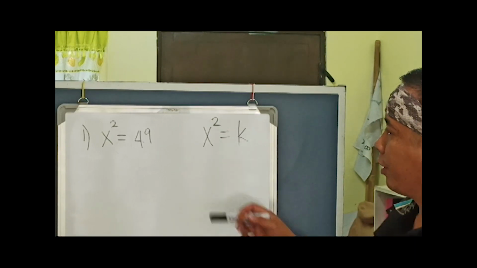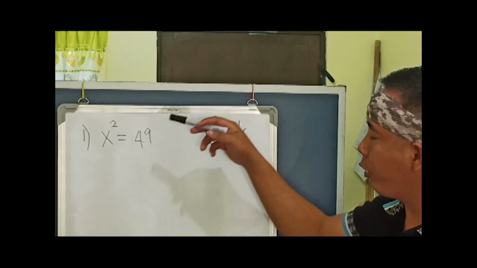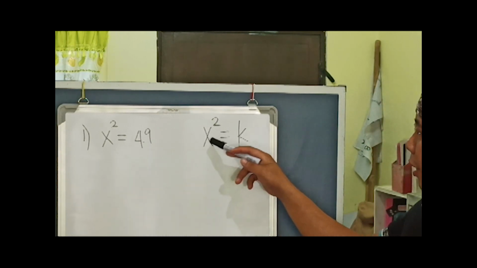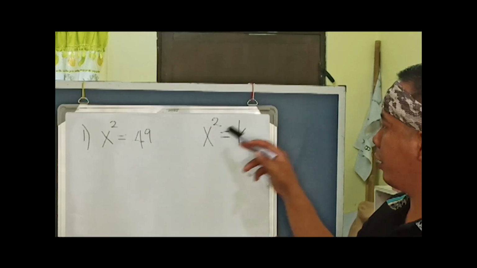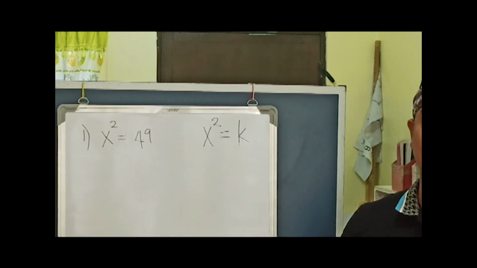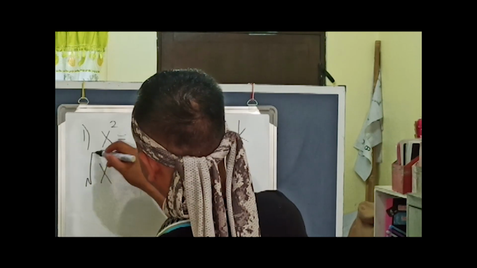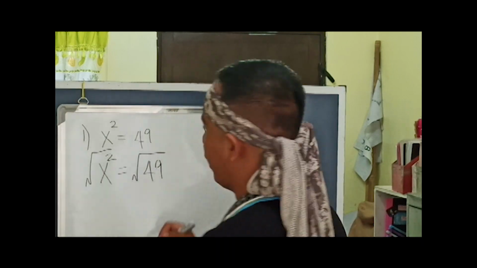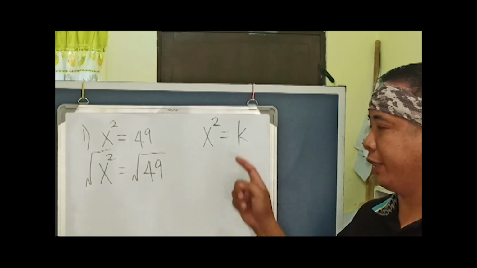Okay, let's start. Number 1, x squared is equal to 49. If you look at the given, it really follows the form x squared is equal to k. Now if the equation is already in the form x squared is equal to k, the next thing that we are going to do is to extract the roots. So we will have the square root of x squared and the square root of 49. So it will become the square root of x squared is equal to the square root of 49.